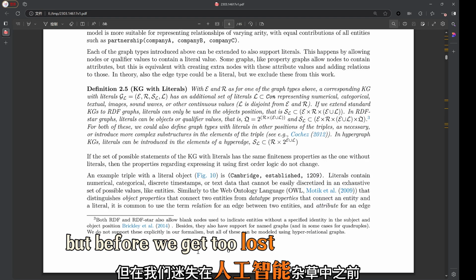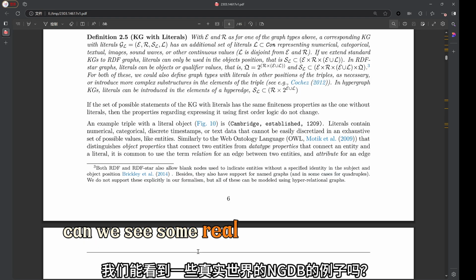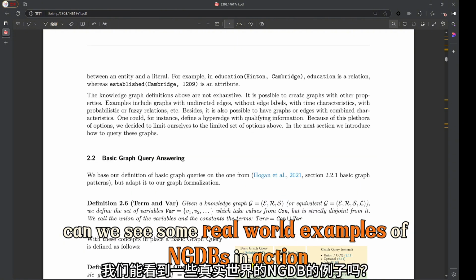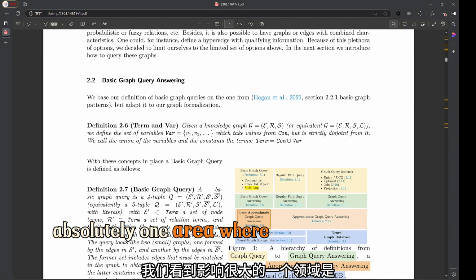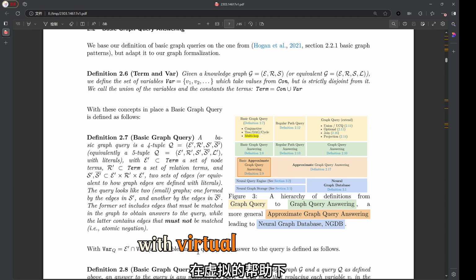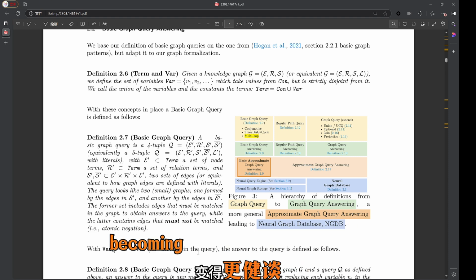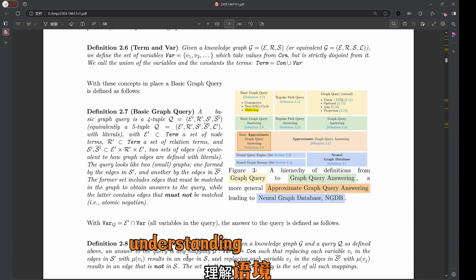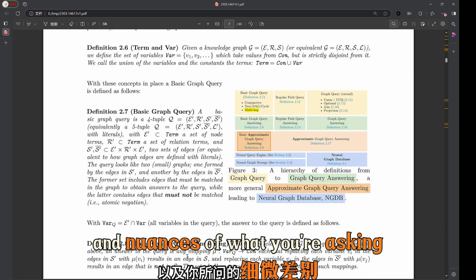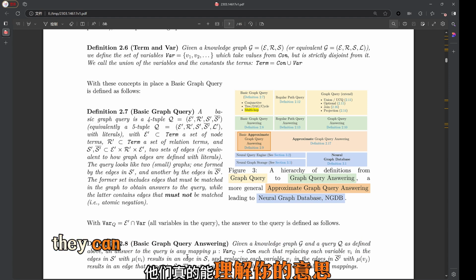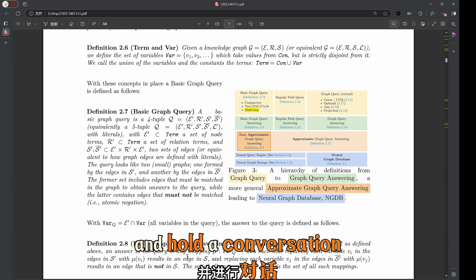But before we get too lost in the AI weeds, can we see some real-world examples of NGDBs in action? Absolutely. One area where we're seeing a big impact is with virtual assistants. They're moving beyond just questions and answers, becoming more conversational, understanding the context and nuances of what you're asking. So instead of just spitting out facts, they can actually understand what you mean and hold a conversation.